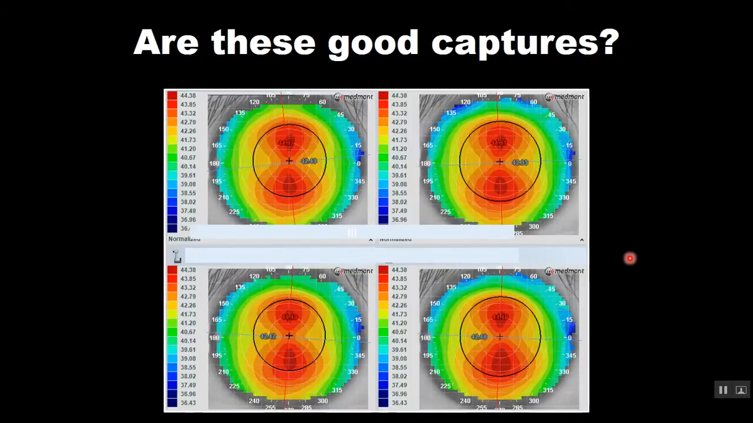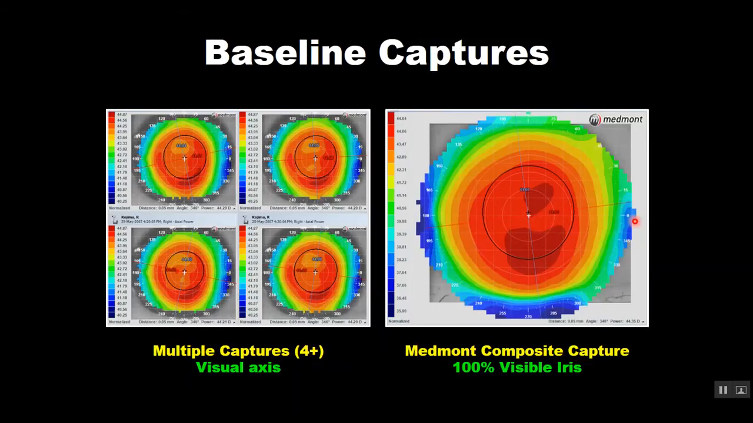Here you see 4 images that look identical. Every one of these shows a very similar appearing topography. Beautiful figure 8 shape, smooth contours. So when we calculate our initial lens, we're doing so with greater confidence in our baseline data. So 4 captures is the minimum number of pre-treatment maps that you want to take.